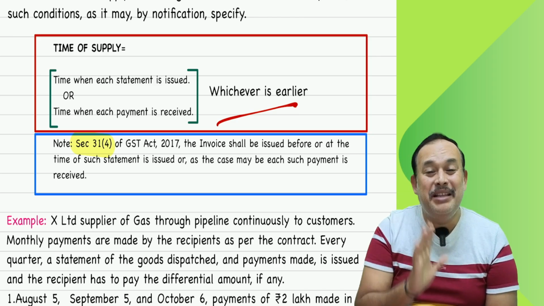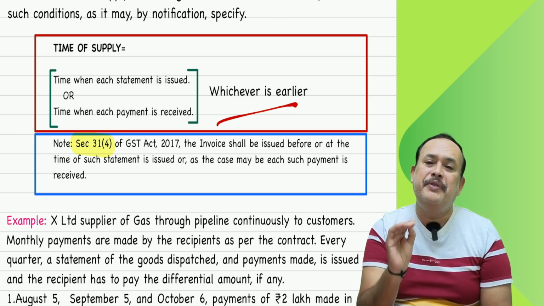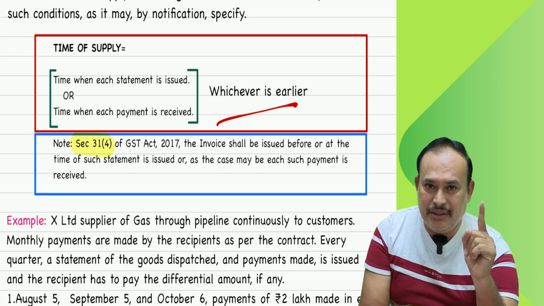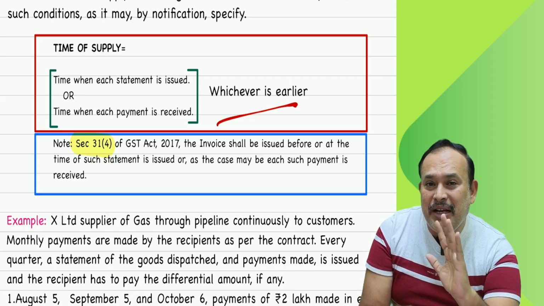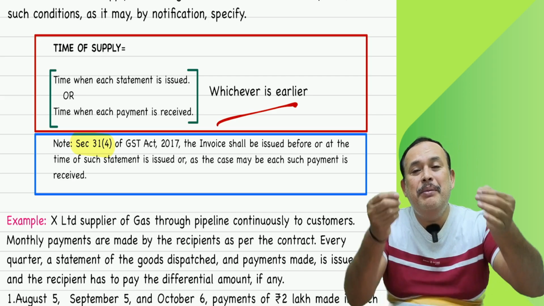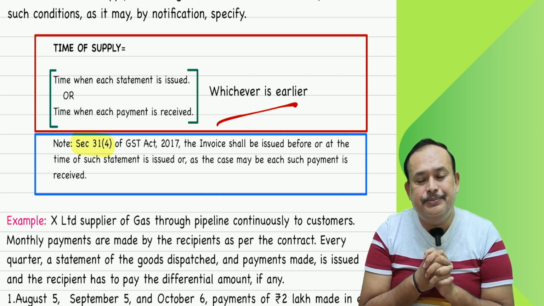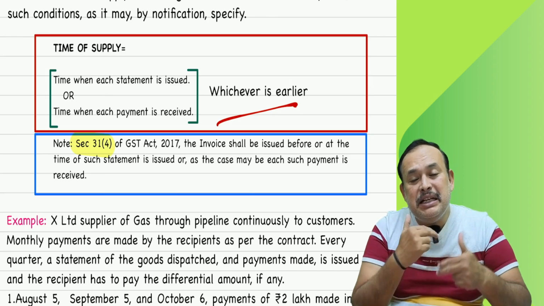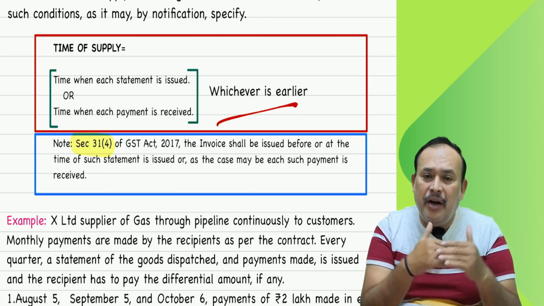Please make the payment every month by 5th. So, date of statement when? 1st. Date of payment when? 5th. Now, payment made by supplier. When is the payment made? 5th. When is the statement submitted? 1st of the given month.